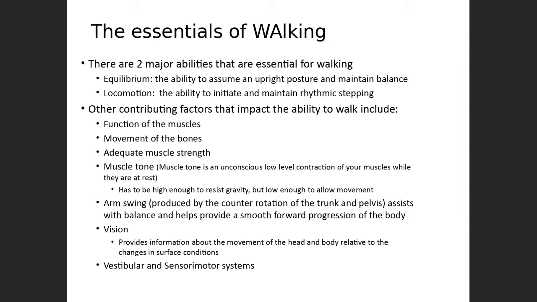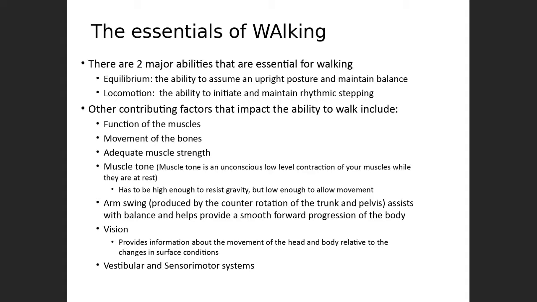And this slide is really talking about all of the things that are required of people who want to walk. So first, you need to have both equilibrium and locomotion. Equilibrium is just a fancy word for being able to remain upright and keep your balance. And locomotion is just talking about the ability to initiate and maintain the rhythmic stepping needed to advance yourself.